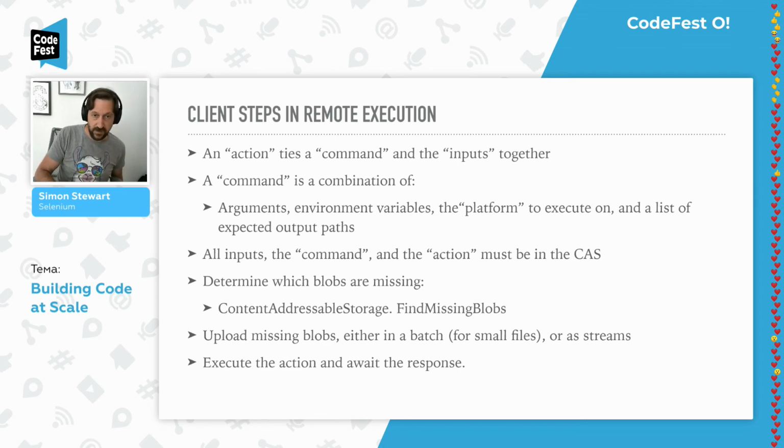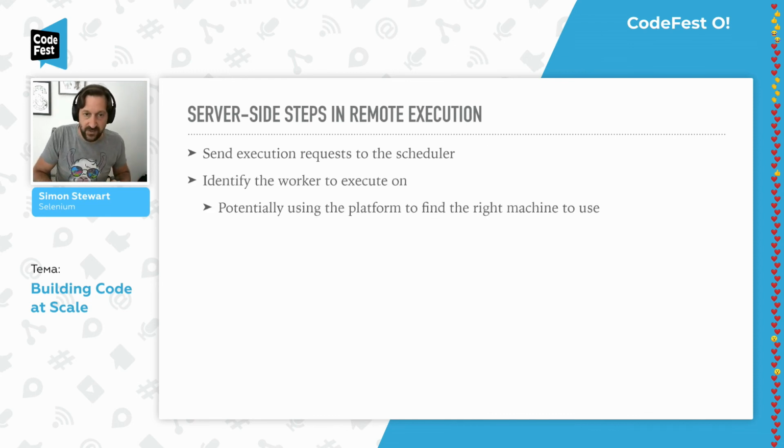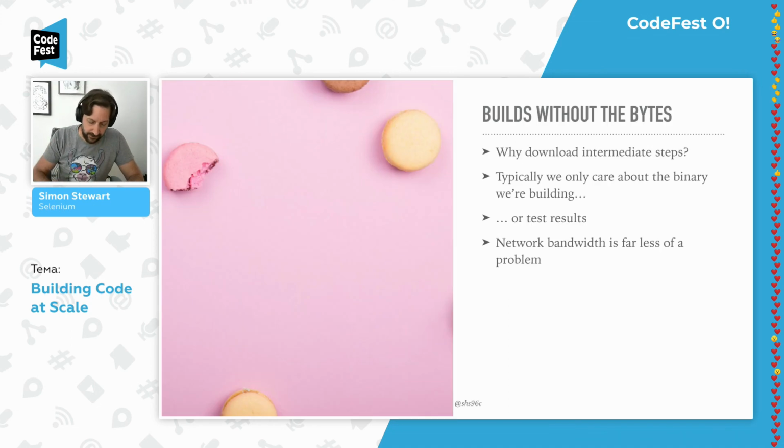On the server side, we send the execution request to the scheduler. The scheduler selects a worker to execute on, potentially using the platform to find the right machine to use. And then we pull all of the data from the storage, from the cache, to the worker, set up the sandbox, and we read the command and action from the cache as well. And then we execute the action in a sandbox before uploading all the output paths to the cache.